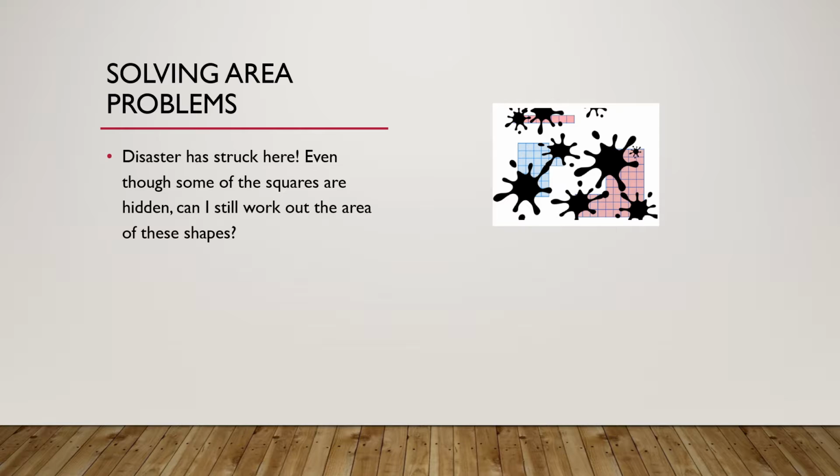Now, these are some of the problems I'm going to want you to do. This one we're going to do together, then it's going to be your turn for an independent task. Disaster has struck with this one. Even though some of the squares are still hidden, can I still work out the area of these shapes?